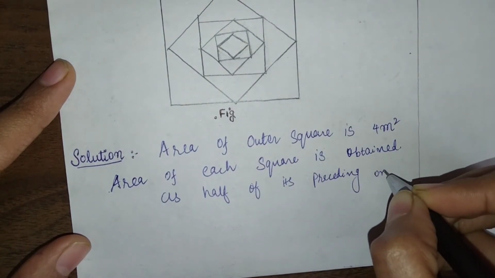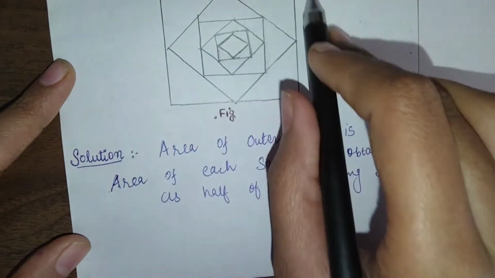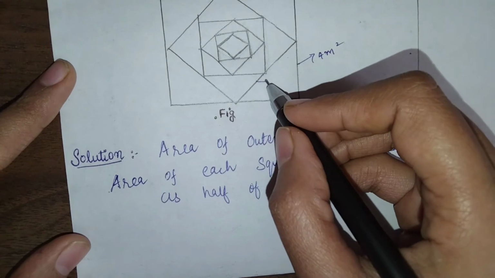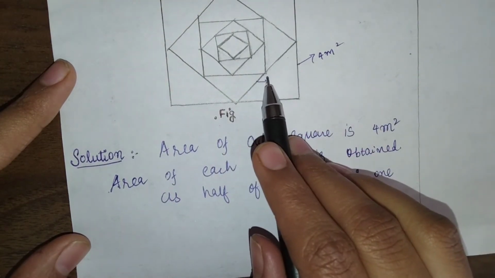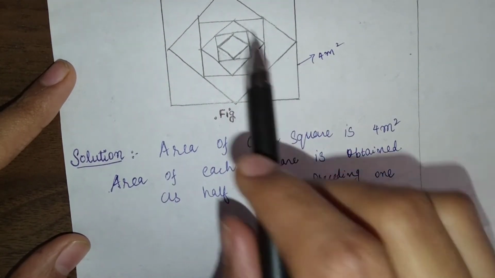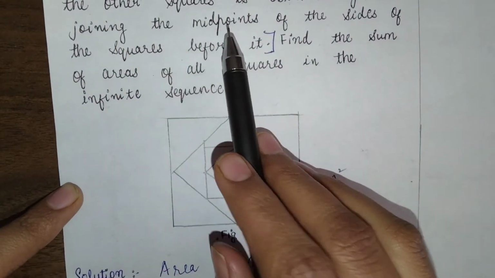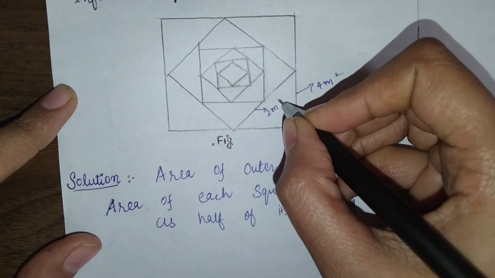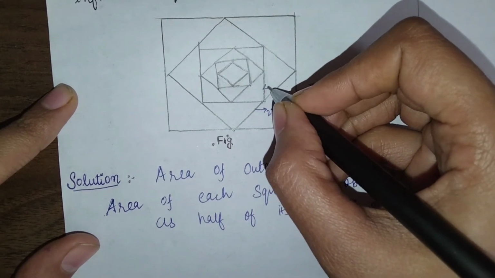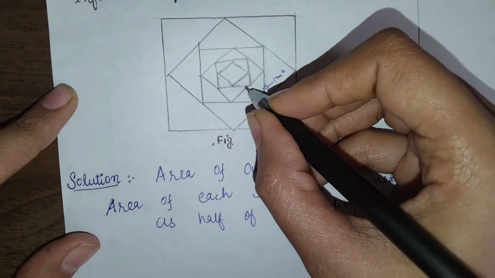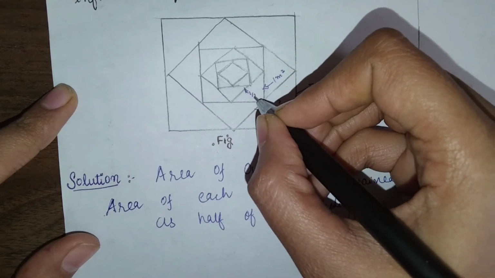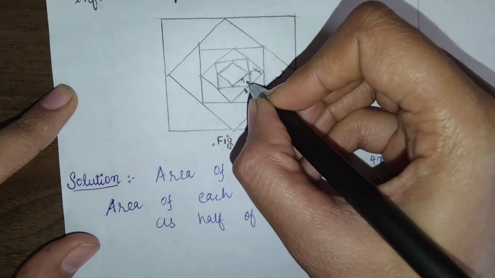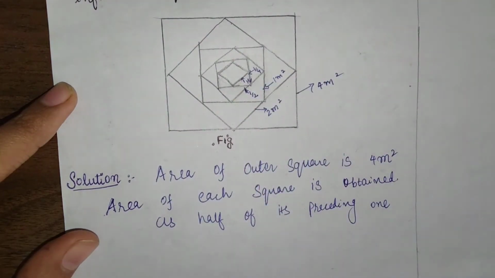Okay, that means the area of the outer square is 4m². So the area of the inner square will be half of this, because whenever we join the midpoints the square will become half. So here we get 2m². Then the next inner square will be half of that, that is 1m². Then again this will become half, that is 1/2. Again this will become half, 1/4, 1/8 and so on. It will keep on going.